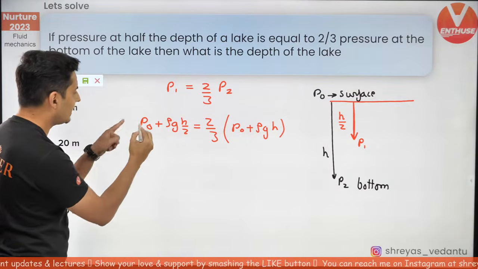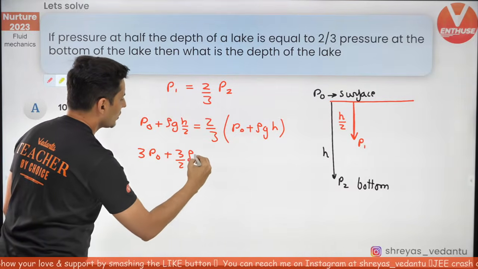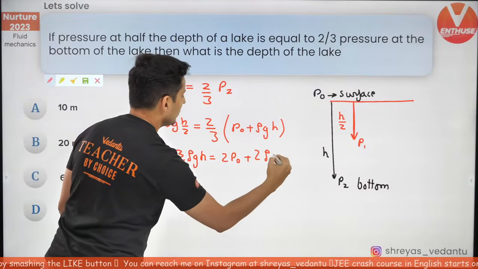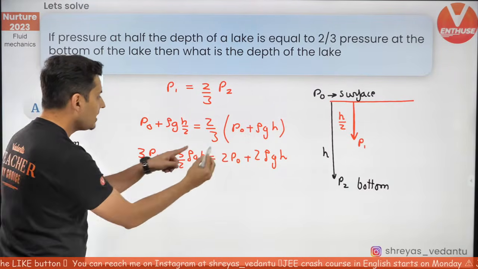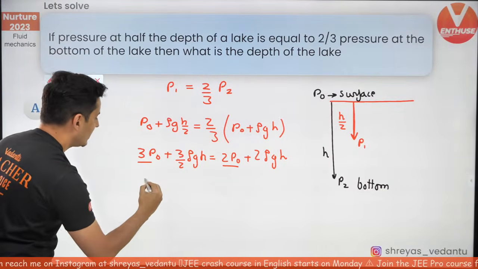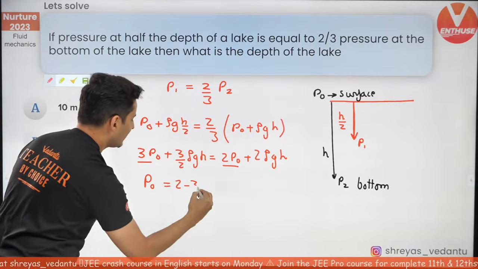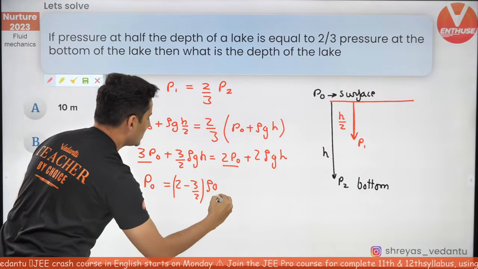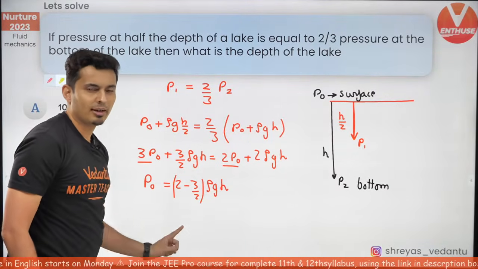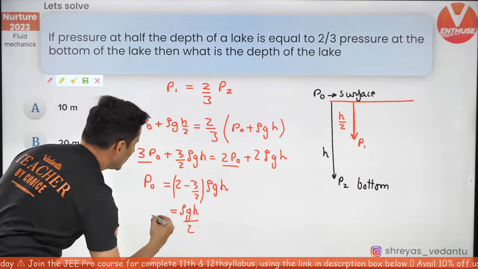Cross multiply. Take that 3 over here. So 3 P0 plus 3/2 rho g h is equal to 2 P0 plus 2 rho g h. 3, 2, yes, cancel. Can you see that here and here? Take that 2 P0 here. So it will just become P0. Take this over here. So it will become 2 minus 3/2 times of rho g h. Interesting. 2 minus 1.5 is 0.5. 0.5 is half. So this is just going to be rho g h by 2 is P0.